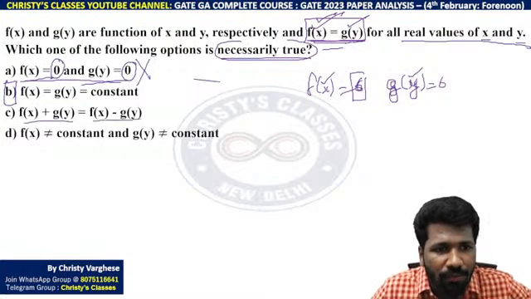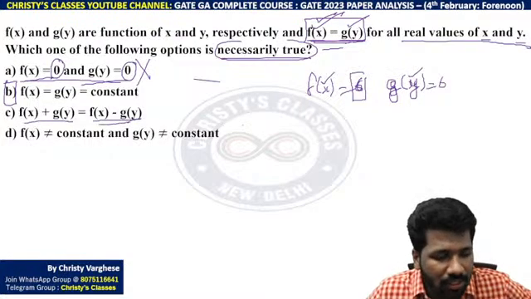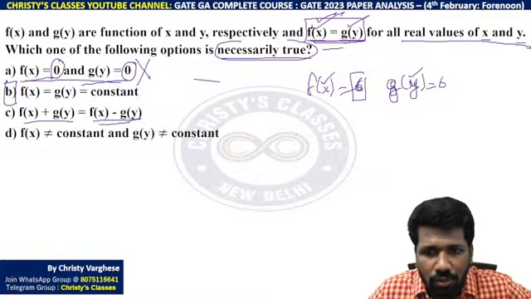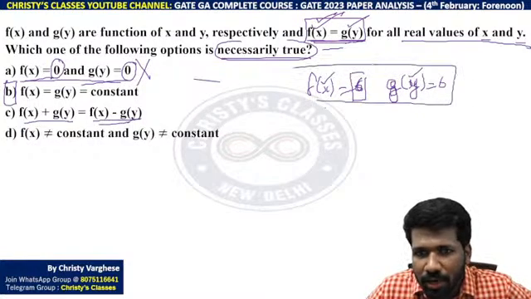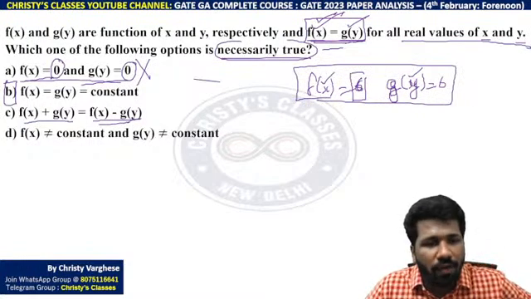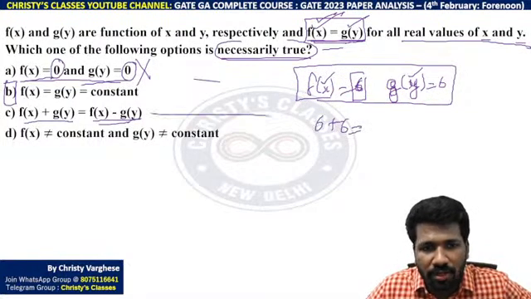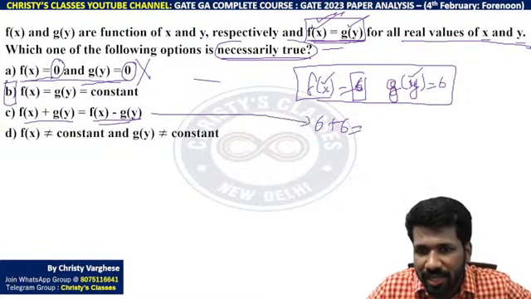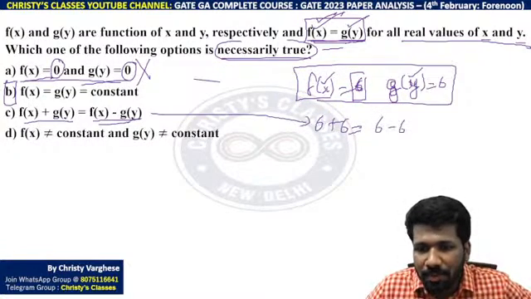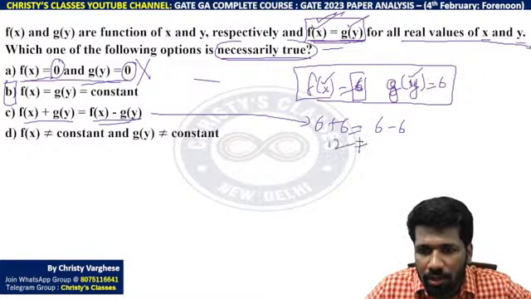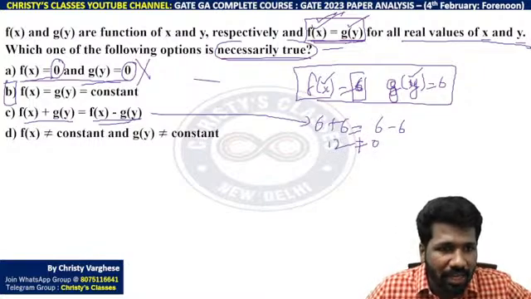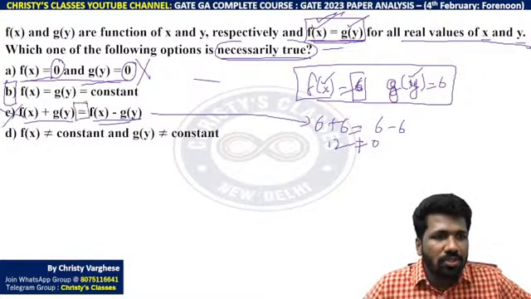f of x plus g of y is equal to f of x minus g of y. Is it always true? It is not always true, because just look at this example, f of x equal to 6, g of y equal to 6. In this example, f of x plus g of y is 6 plus 6, and f of x minus g of y is 6 minus 6. 12 is not equal to 0. So this does not satisfy. So option C is not always true.